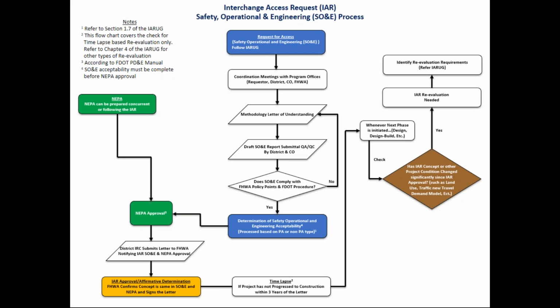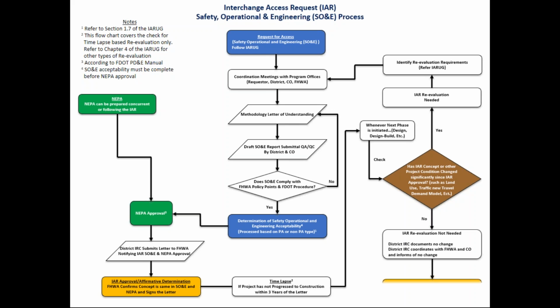And our reevaluation requirements are outlined in our Interchange Access Request User's Guide. So then we start back over at coordination meetings with the various stakeholders for that process. If the concept has not changed, then we do not need to conduct a reevaluation. The district IRC will document no change, and the district IRC will coordinate with Federal Highway Administration and Central Office to inform of no change. Then we can proceed with our project.